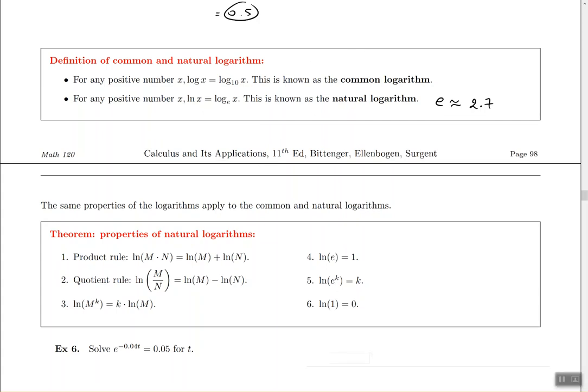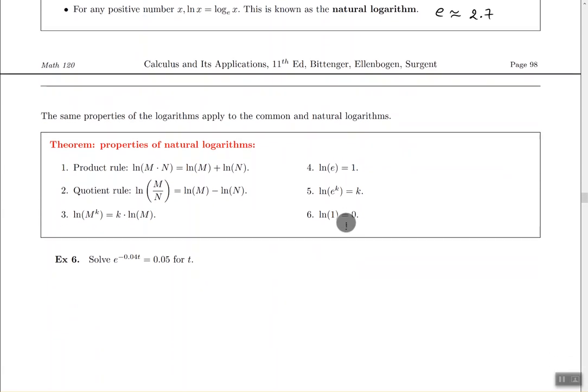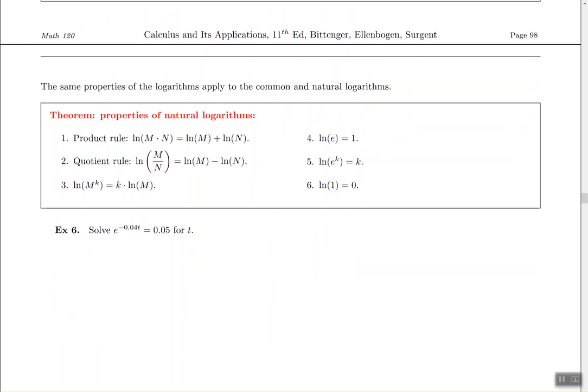Now the same properties that you already know about logs will apply when you're working with natural log. The table you're seeing on this page is pretty much the same table that we previously discussed together. The only difference is instead of writing log with the base a, we're writing ln. So it's basically a special log with the natural base e. All the formulas are the same as before: the product rule, the quotient rule, the power rule, and the rest are identical.